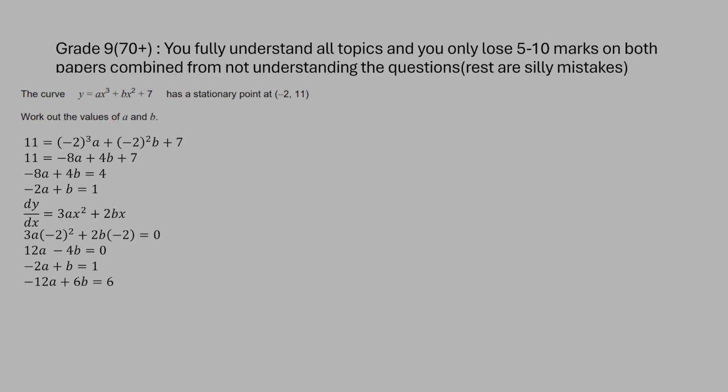for a and b. So now we're going to multiply the second one by 6 and just add them together. We got 2b equals 6 and b equals 3. Then we substitute b into the second one, and we're going to find a.